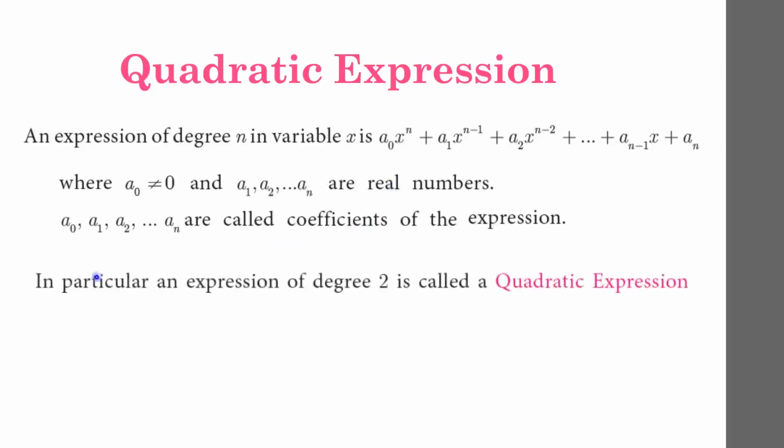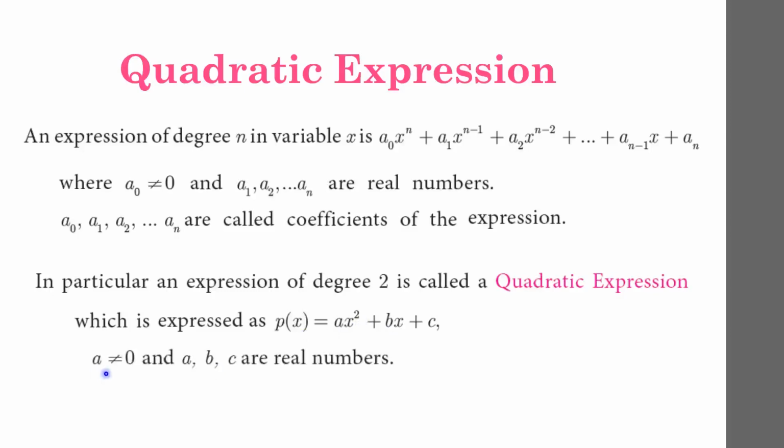Okay. In particular, an expression of degree 2, that is, instead of n we are having 2, is called a quadratic expression, which is expressed as p of x equal to ax² + bx + c. That is denoted as p of x. P of x is nothing but a polynomial in terms of x. Okay, here the variable x has the power 2. So this is called quadratic expression. Here a is not equal to 0 and a, b, c are real numbers.